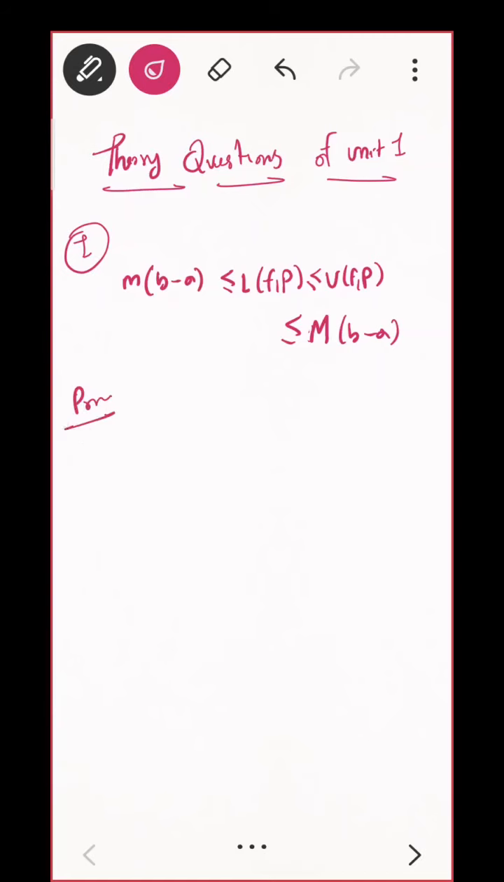Okay, first step, write the definition. Write the definition of LPF and the definition of UPF. Before that, we have to state that P is a partition of interval AB. Just tell about P. And then write LPF and UPF. LPF will be the summation of small mi into xi plus 1 minus xi. Do you understand that?